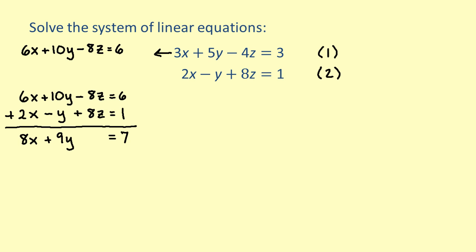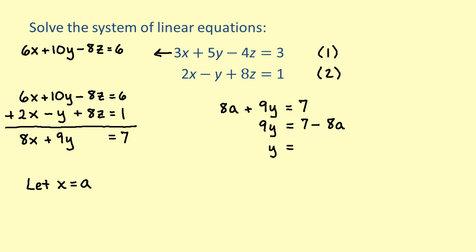From here, we can't solve for either variable numerically, so we'll use a parametric representation. For simplicity, let x equal a, where a can be any real number. Now we can solve for y in terms of a. So, we have 8a + 9y = 7. Subtract 8a from both sides to get 9y = 7 - 8a. Solving for y, we get 1/9 times the quantity 7 - 8a.